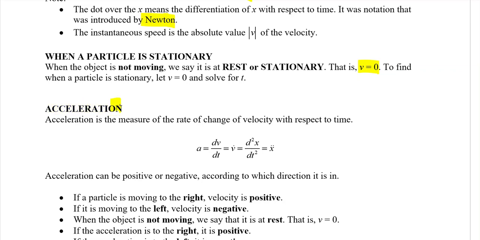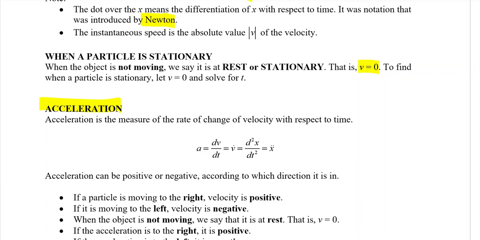Acceleration is the measure of the rate of change of the velocity. So the velocity is the first derivative, so the rate of change of that velocity is going to be the second derivative. So acceleration is either the derivative of the velocity, which could be velocity with a dot above it, or here is my second derivative, x with 2 dots above it. Now, I don't tend to like dv over dt too much. I think the dot notation is far easier to use.